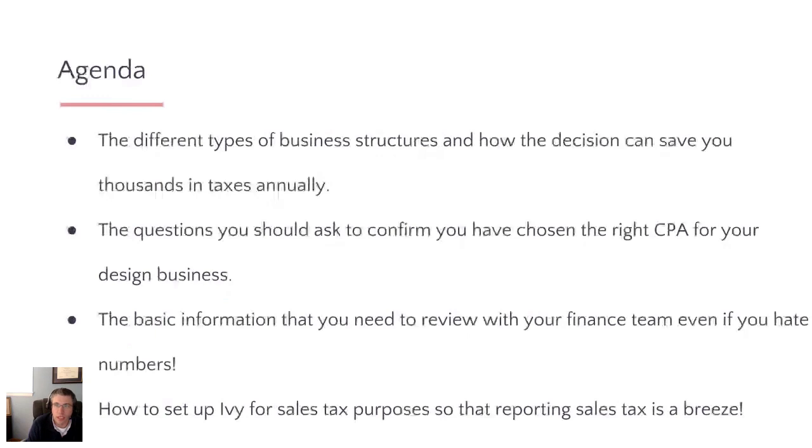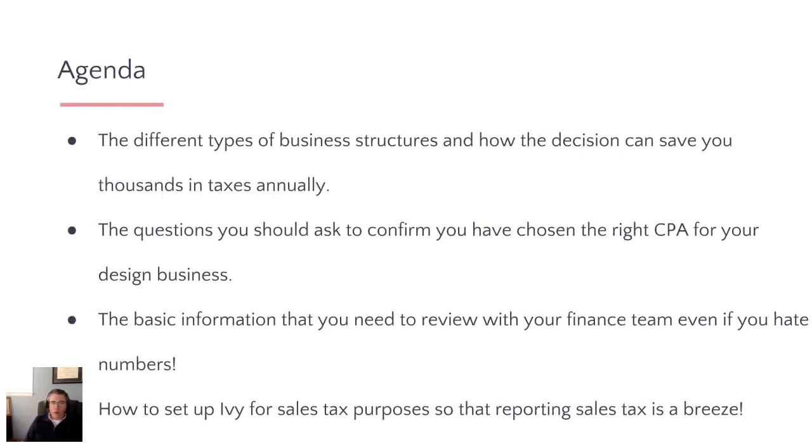Okay, so let's talk about the agenda, or some of the topics that we're going to be talking about today. The first topic is the different types of business structures and how the decision that you make can potentially save you thousands in taxes annually. Another thing we're going to talk about is the questions you should ask to confirm that you have chosen the right CPA or accountant for your design business. That's very important. We're also going to talk about the basic information that you need to review with your finance team, even if you hate numbers. And also we're going to talk briefly about how to set up Ivy for sales tax purposes so that when you have to report sales tax, it's a breeze.